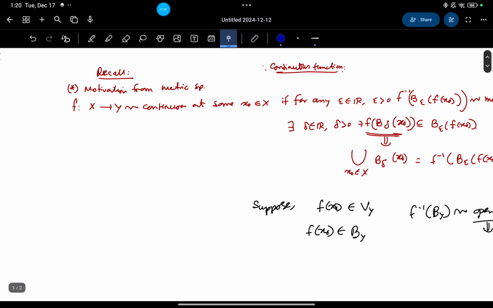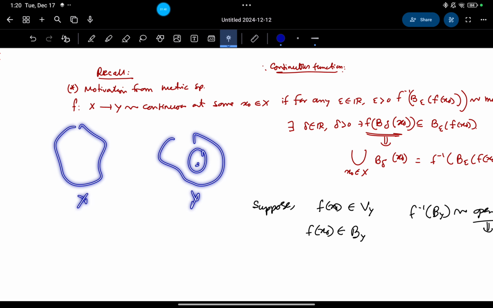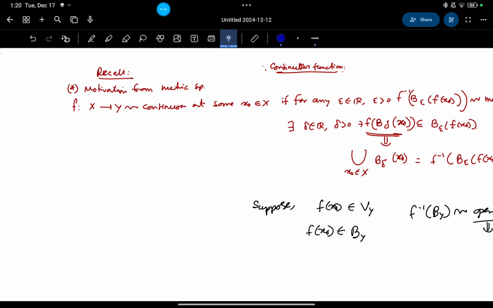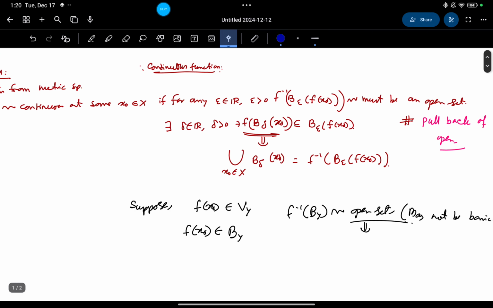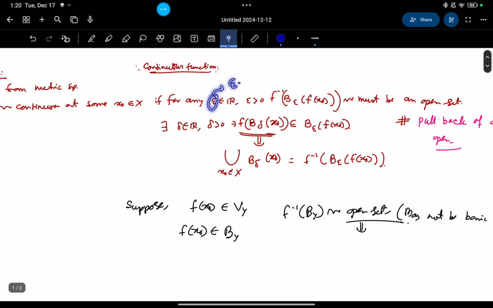So suppose we have an X space here and a Y space here. If you take any open ball here, and let's say this is x naught, then this will completely come inside this. So remember, we called this epsilon the epsilon neighborhood and delta the delta neighborhood. It may happen sometimes that delta depends on x naught, or sometimes delta is an independent choice of x naught.